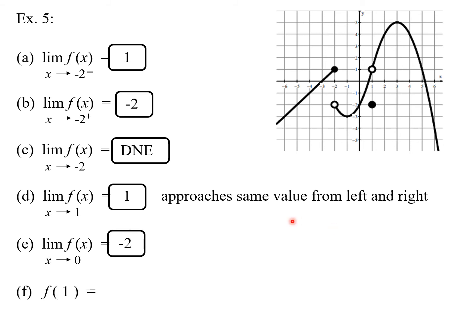Okay. Now, what about f of 1? The value of the function at 1 is right here, -2. And what about f of -2? Well, let's see, that's an open circle. So the value of the function at -2 is right here, and that is 1.